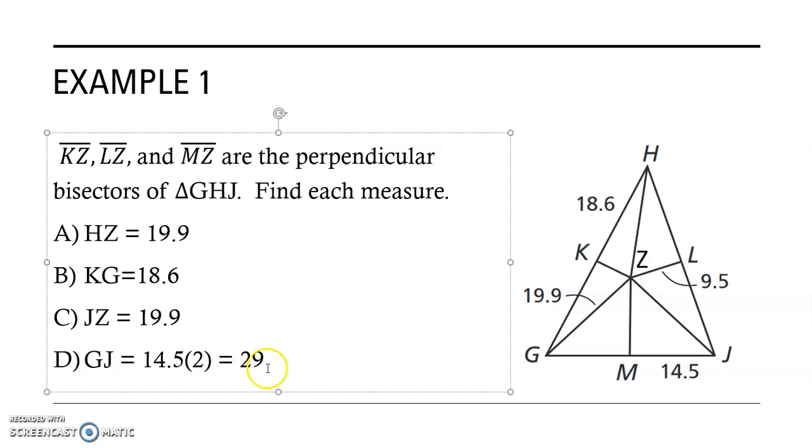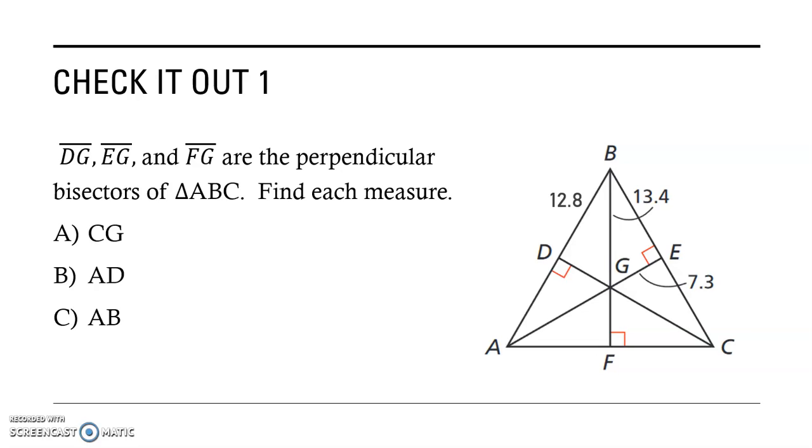So now you have one to try. In check it out number 1, we need to find CG, AD, and AB using this information. We're given that DG, EG, and FG are perpendicular bisectors of the triangle. So pause the video and do that, and then press play to see example 2.